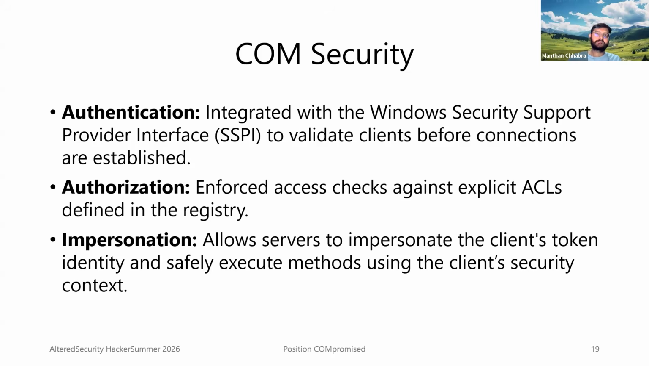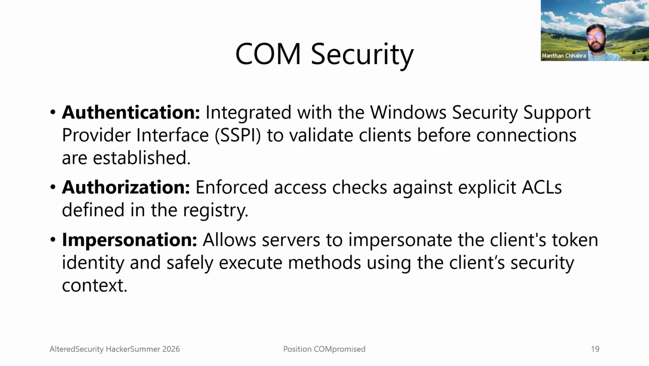What this means is that before a client can even establish a connection to the COM server, Windows forces the identity check using protocols like Kerberos or NTLM. So basically, you can use these protocols to authenticate, and then you can interact with the COM object later on. This system validates exactly who is making the request, and it ensures that anonymous or unauthenticated actors cannot blindly trigger code execution on your system components.